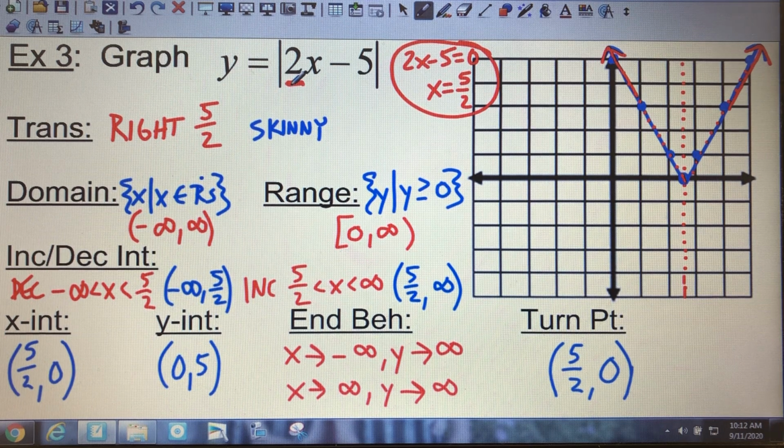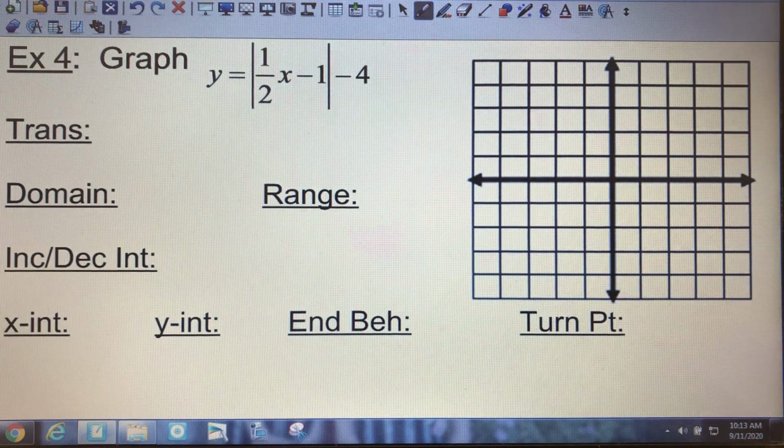Things are changing now. So the V's are going to get smaller or skinnier from left to right, or wider from left to right. So this skinny is really a horizontal shrink from left to right, if you think of it like that. It's like you're squeezing it from left to right. All right, one more example. All right, so let's see what happens here.